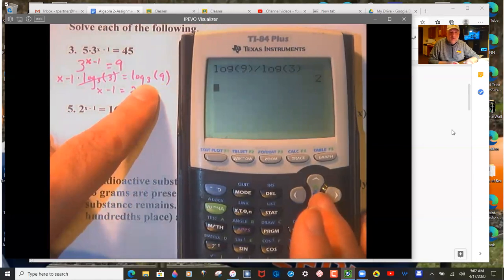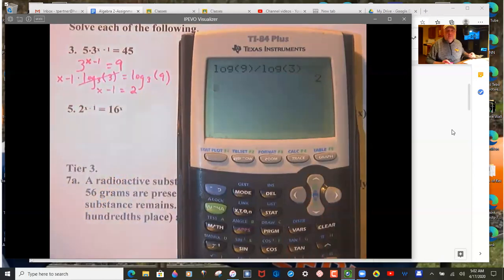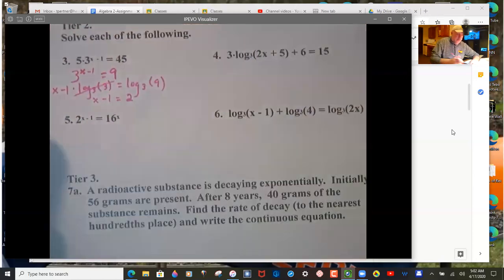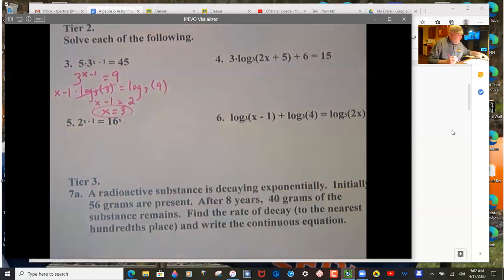It doesn't matter what particular log you have. Let's say you had log base 3 of x and you were graphing, it would be log of x divided by log of 3. So you apply the change of base formula and add 1 to both sides, and that is 3.